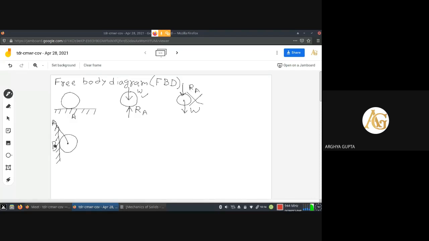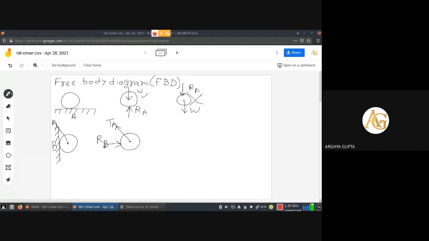So now, to draw the free body diagram of it, we need to draw the ball again, isn't it? Now a tensile force will act, and the force of tension will always be towards the support. Please remember this. The tensile force will always be towards the support, and in this case it will be towards A, and at point B there will be a reactive force RB.